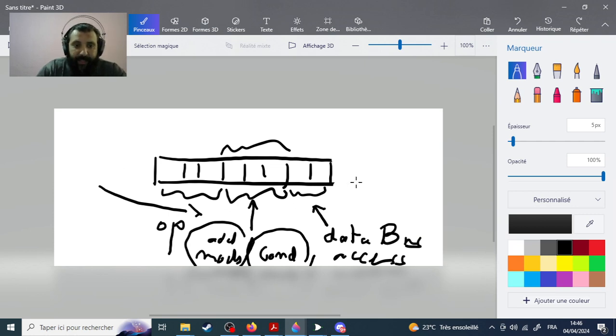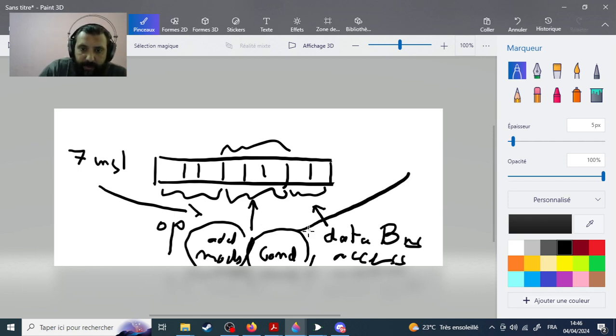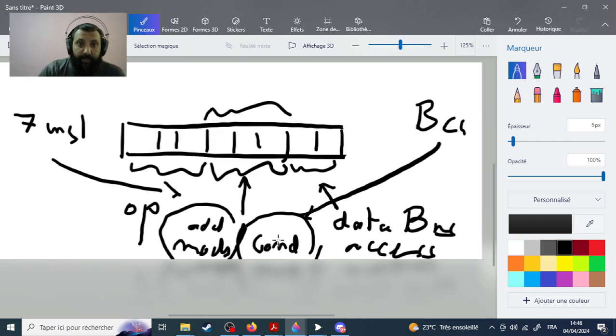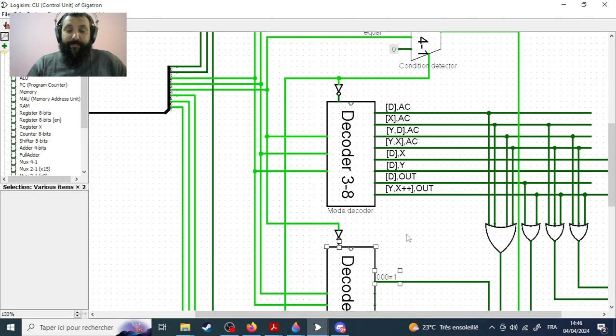But the last one, the condition mode, is used by the eighth instruction, which is BCC, the branch instruction. The branch instructions use the condition mode. The condition mode is different, and the UCC control unit outputs different signals and uses another mechanism. You have two mechanisms.